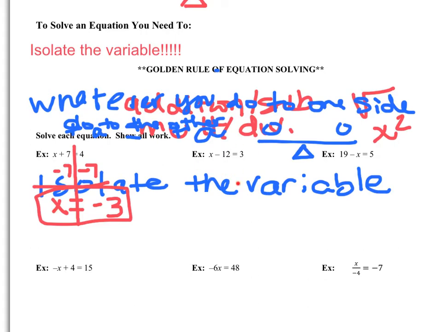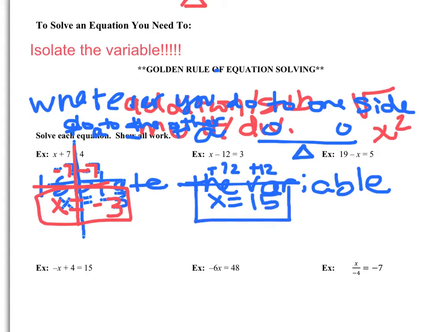If I move on to this one, same approach. I need to get the x by itself. It's being bothered by a minus 12. So to undo that, I would add 12 to both sides. The reason that gets rid of the 12 is because this one right here is really like a negative 12, and then a negative 12 plus 12 would be 0. And then again, x plus 0 is just x. So x is by itself, and in this case, x would be 15.